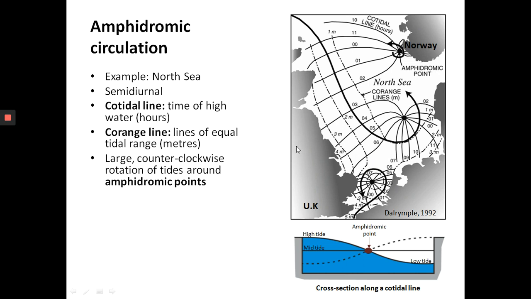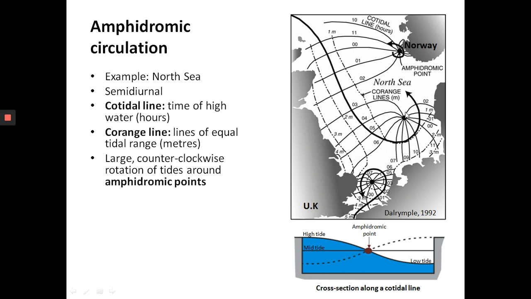And then you also have co-range lines here. These are lines of equal tidal range. So your tidal range here will be 3 meters, 2 meters here, 4, 3, 2, right? It's getting smaller and smaller. And then 1 meter here, until you reach the amphidromic point.